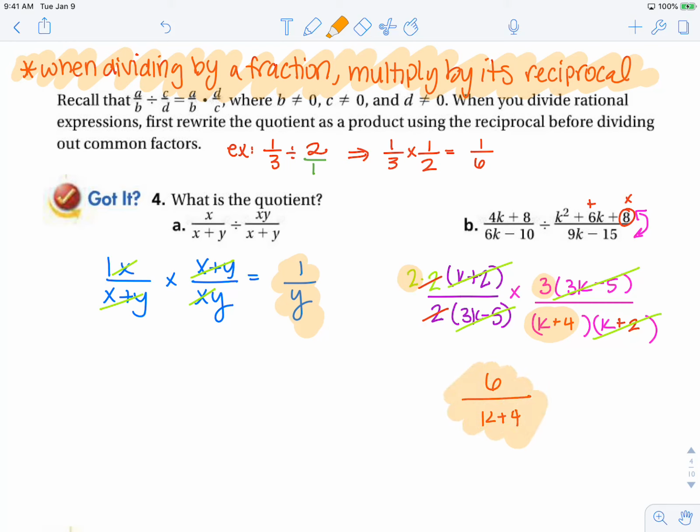So we will flip and multiply with dividing rational expressions.